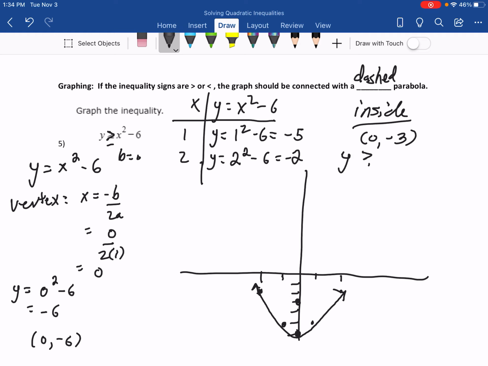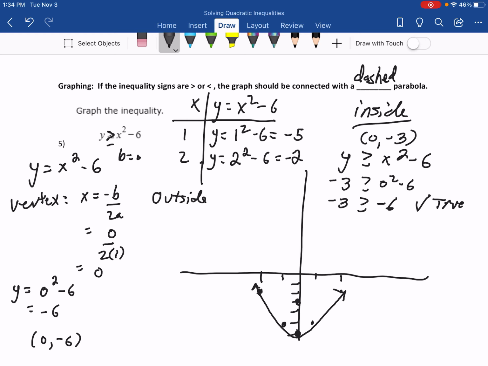So we have y greater than or equal to x squared minus 6. So negative 3 greater than or equal to 0 squared minus 6. Negative 3 greater than or equal to negative 6. Is that true or false? It is true. Okay.